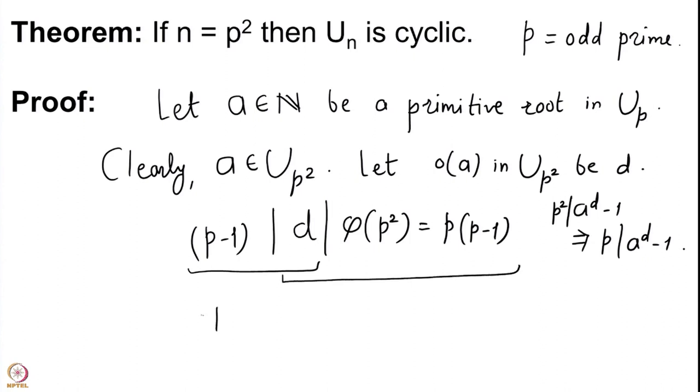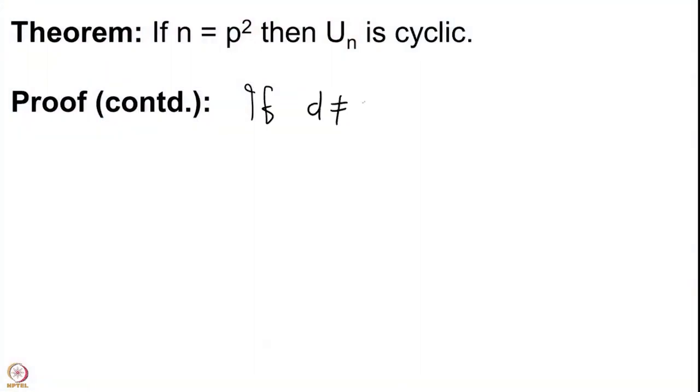So, the possibilities for d are p minus 1 and p into p minus 1. There are no other elements which are multiples of p minus 1 and which are also divisors of p into p minus 1. This is where we are using that p is a prime. If you show that the order of this element d cannot be p minus 1, then we are done. If d is not equal to p minus 1, then we are done. But this may not happen. You may have d equal to p minus 1.